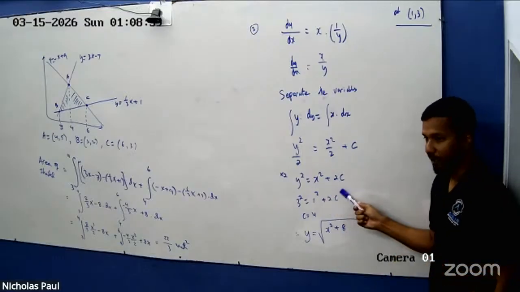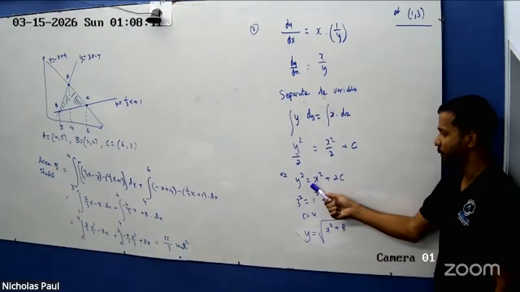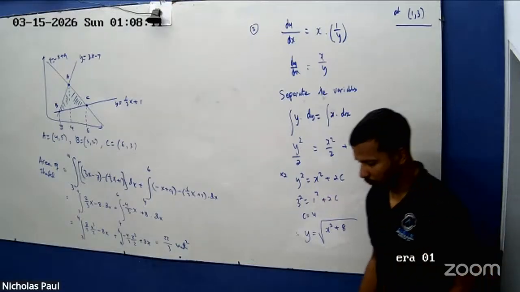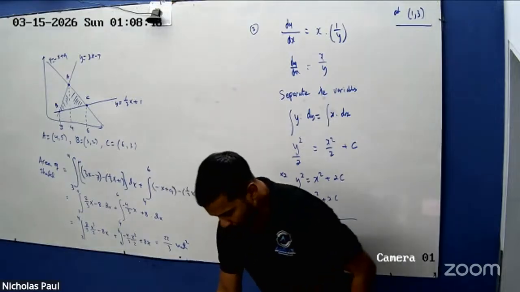Because you solve it here. That's good. So if you have y squared equals x squared plus a, right, let's do the next one here.